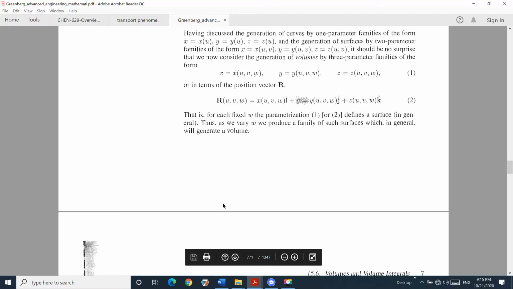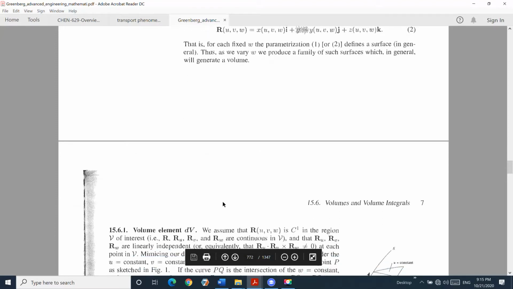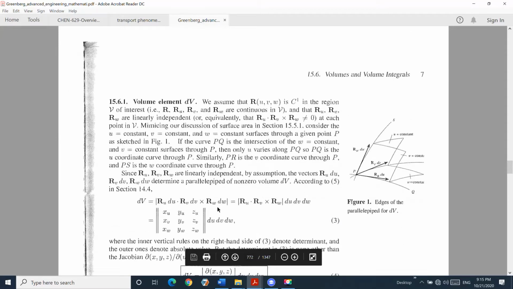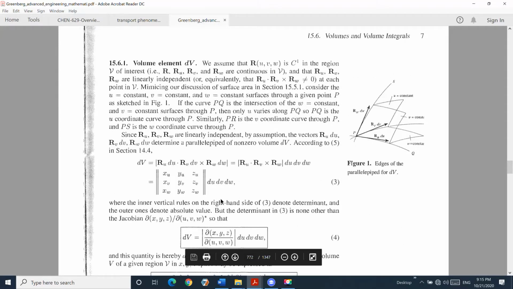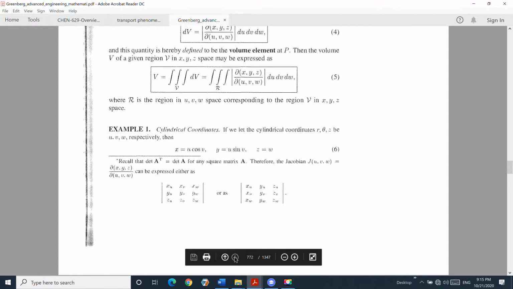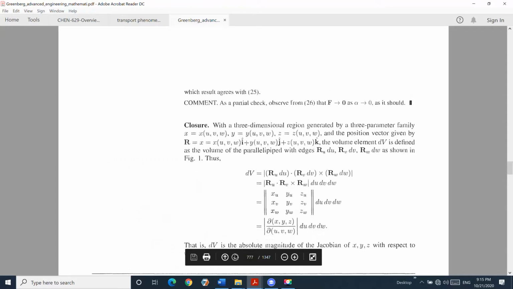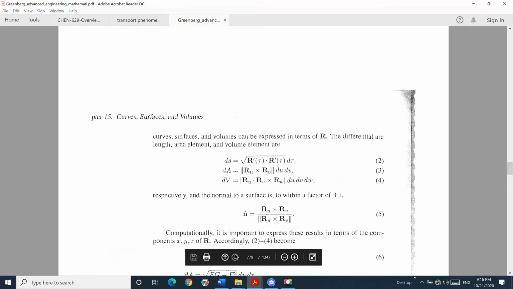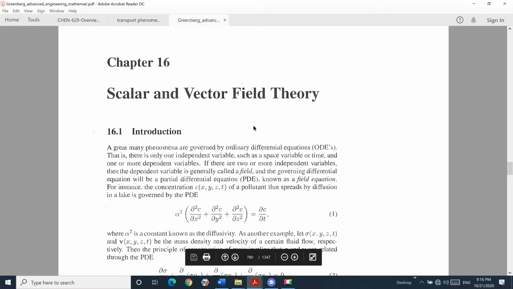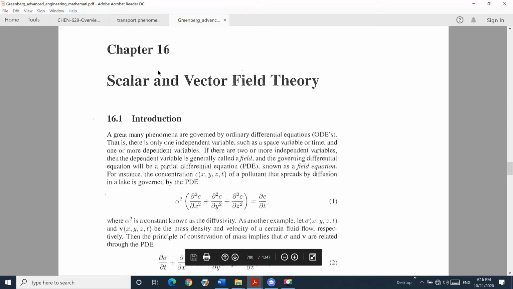The transport phenomena happen inside of any system. To understand the physical meanings of the transport phenomena, transport events, we should know all these concepts very well, to understand what the physical meaning of each concept is inside the transport phenomena. So we just finish chapter 15 here, and we go to chapter 16.